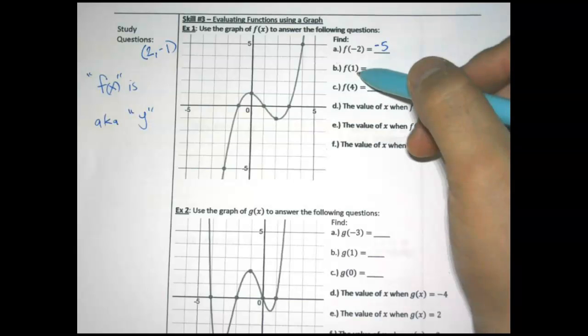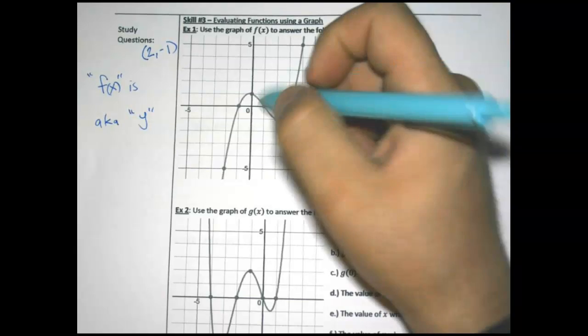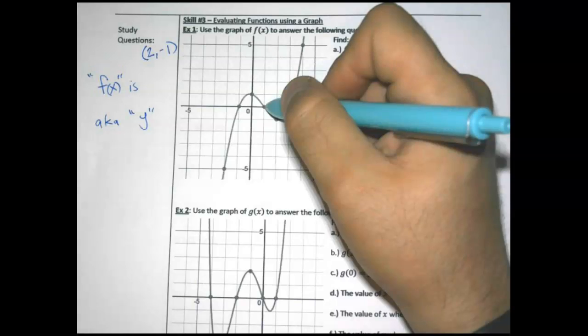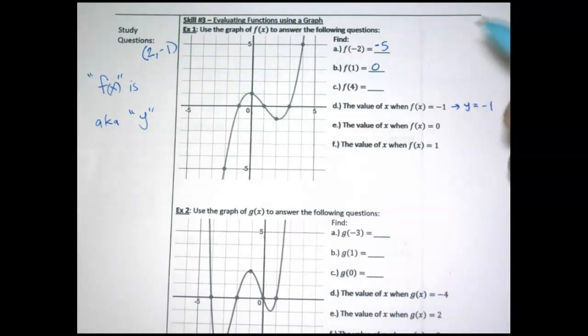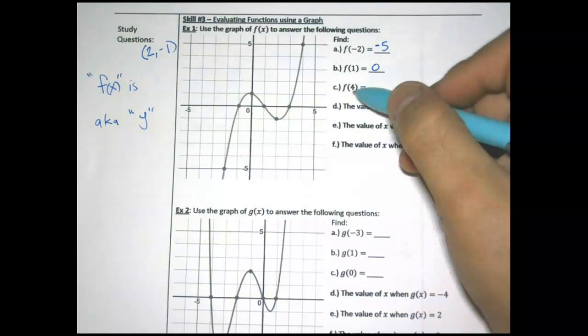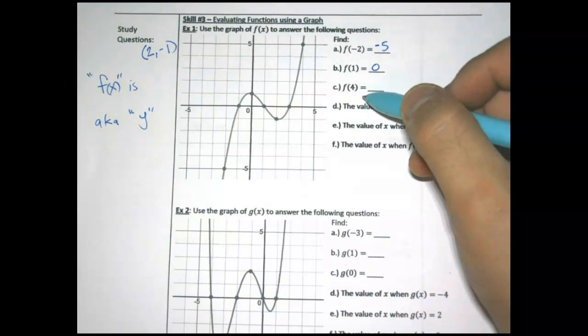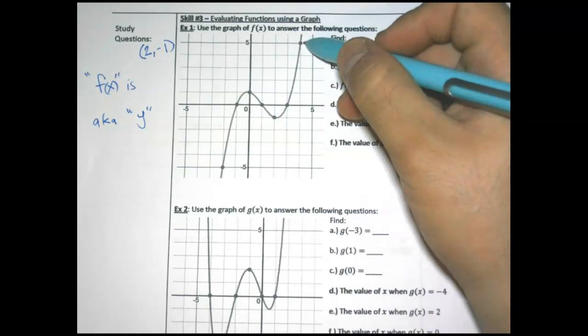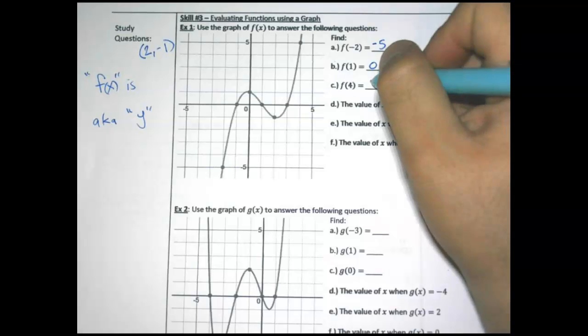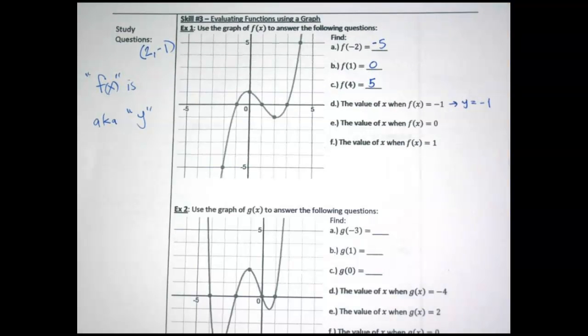Find y where x equals 1, right? What is f of 1? Well, here's 1 on the x, and y is 0 right here. So f of 1 is 0. Find f of 4. Well, go to 4 on the x-axis. 1, 2, 3, 4. And y is up there. y is positive 5. So f of 4 equals 5.